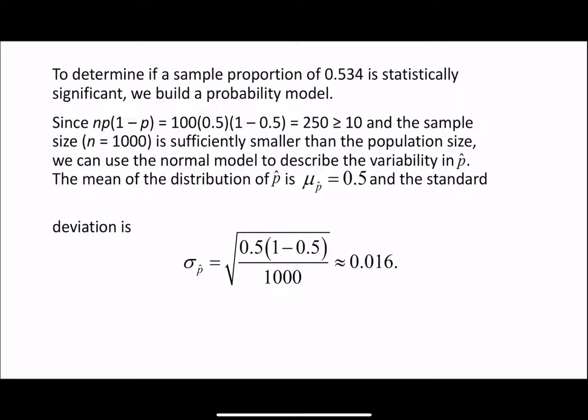This means that for our mu, we're going to use 0.5, and for our standard deviation, we are going to use the square root of p times (1 minus p) over n. That gives us our standard deviation. Remember, here we are using p, we are not using p hat. We're using our 0.5 because at this point we are assuming it is true. So we get a standard deviation of 0.016. That's going to be really important here.